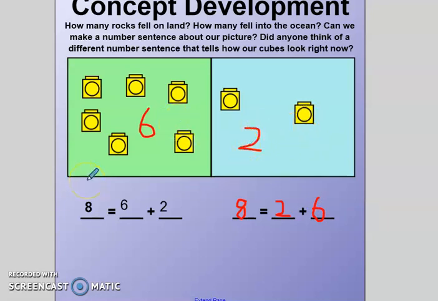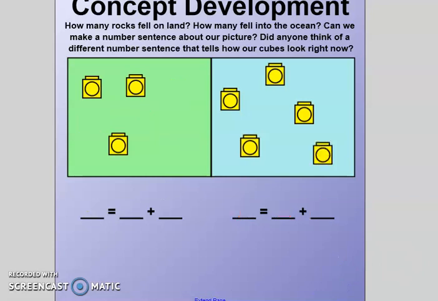So what I want you to do is when you have two different parts, I want you to put the number right near there, and then look how quick we did our number sentences. Okay, here's our next one. They switched it up on us. So let's count how many we have all together for our whole. Or, I'm sorry. Let's count how many we have on land first.